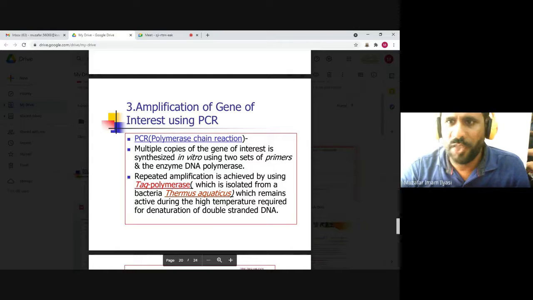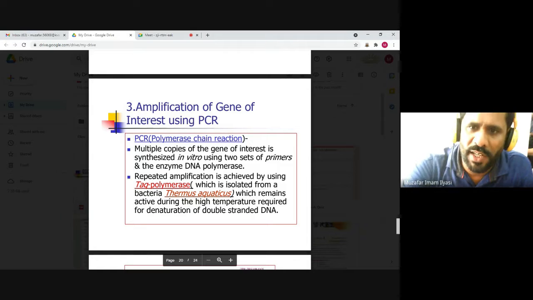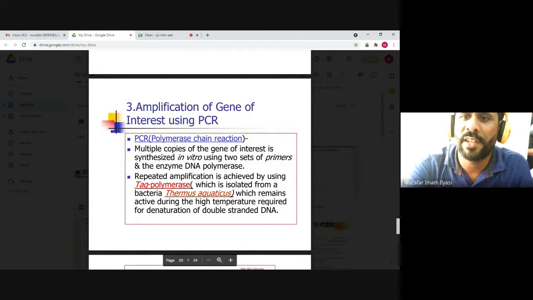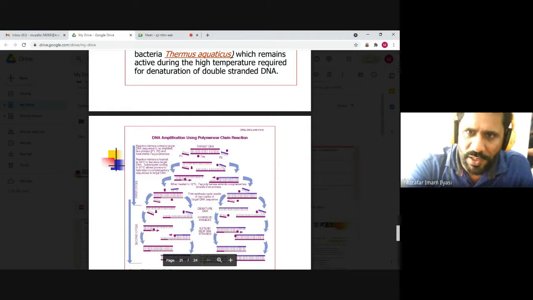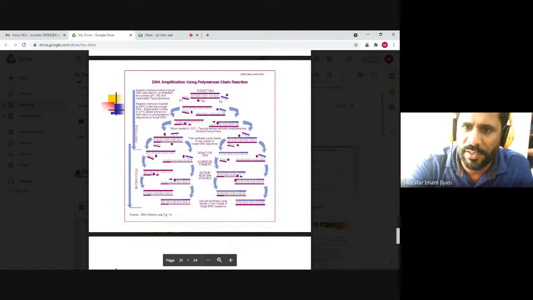PCR, polymerase chain reaction. Multiple copies of the gene of interest are synthesized in vitro using two sets of primers and the enzyme DNA polymerase. Repeated amplification is achieved by using Taq polymerase, which is isolated from a bacterium, Thermus aquaticus, which remains active during the high temperature required for denaturation of double-stranded DNA. The entire process of amplification by PCR can be viewed in this slide.